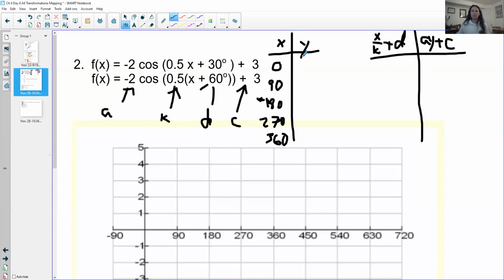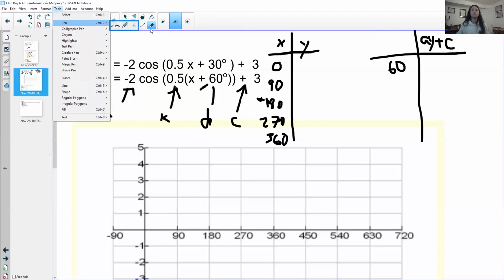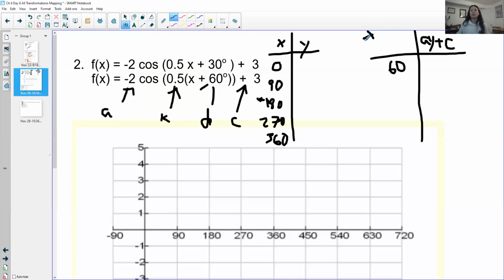Before I do that though, let's look at our X coordinates. So I'm going to take 0, divide by 0.5, and then add 60. That should give us 60. Actually, let's erase. Now that I know my K value, let me replace those terms with my actual numbers. So this is going to be X over K, but K is 0.5. And then I need to add my D value, which is 60.